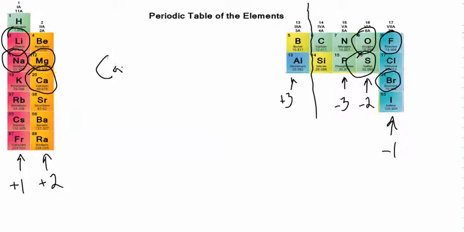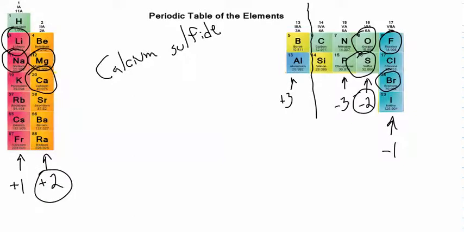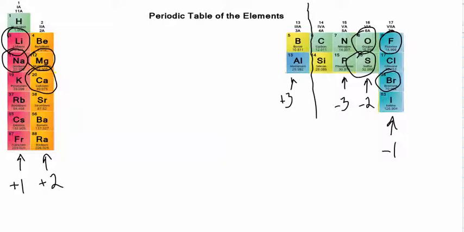All right, let's do, how about calcium and sulfur? So the name of it is going to be calcium sulfide. And we're hooking up a +2 with a -2. That means it's going to take 1 of each to make each of them happy. So it's going to be CaS. And that is it. And what if I took, let's say, potassium and hooked it up with nitrogen? So that would be potassium nitride.